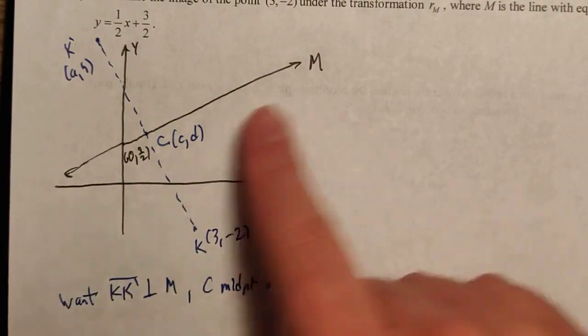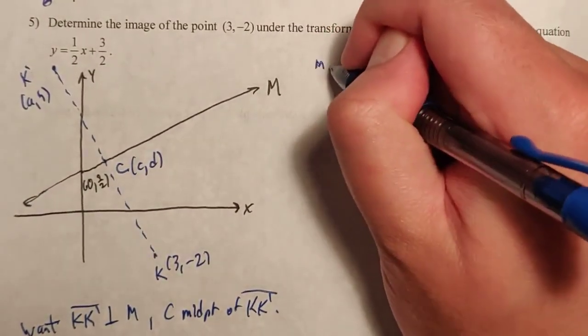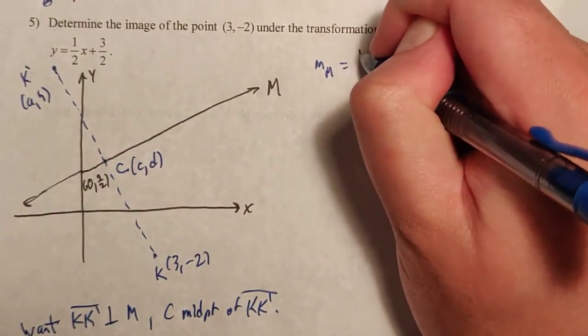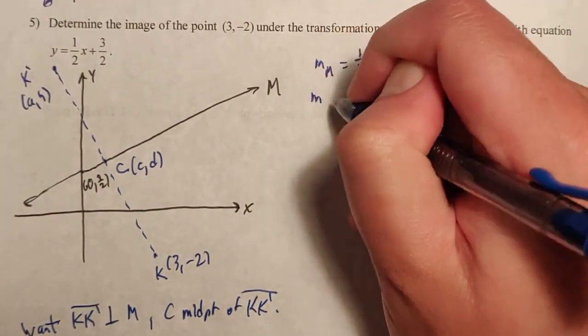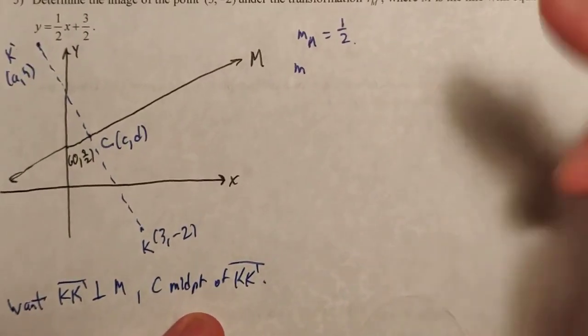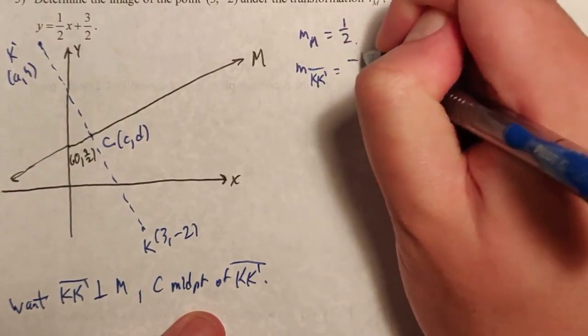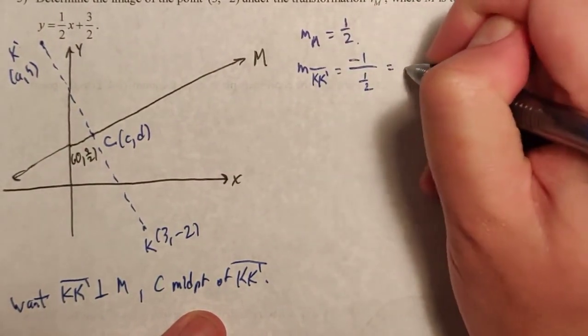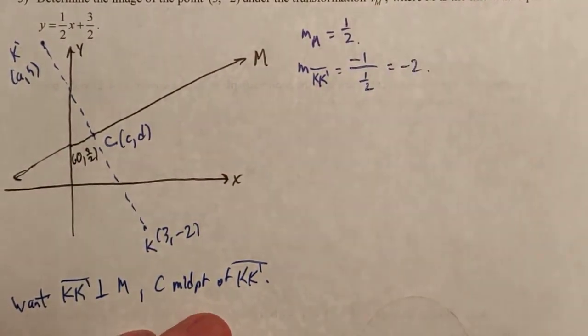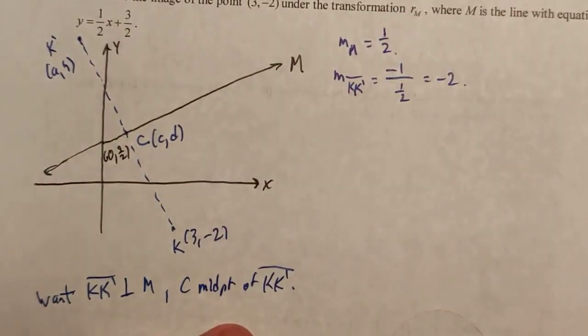The nice part about this is that we know the slope is 1/2. So we can determine that the slope of M is 1/2. The slope of KK prime is going to be -1 divided by 1/2, which in this case is -2. That's pretty straightforward. Now we know it also passes through the point (3, -2), so we can find the equation of the line.